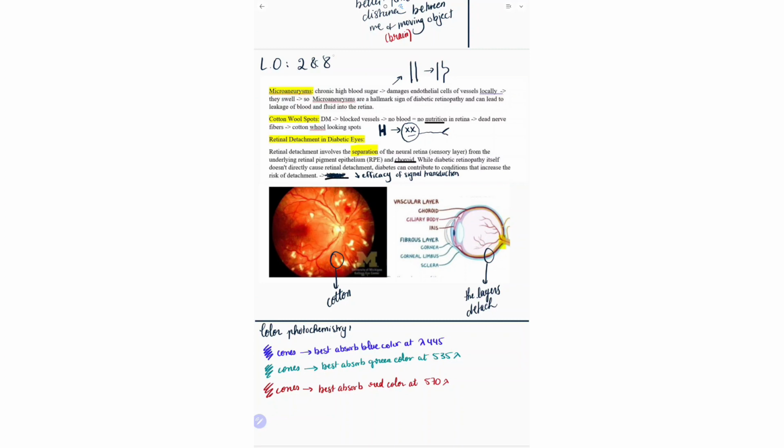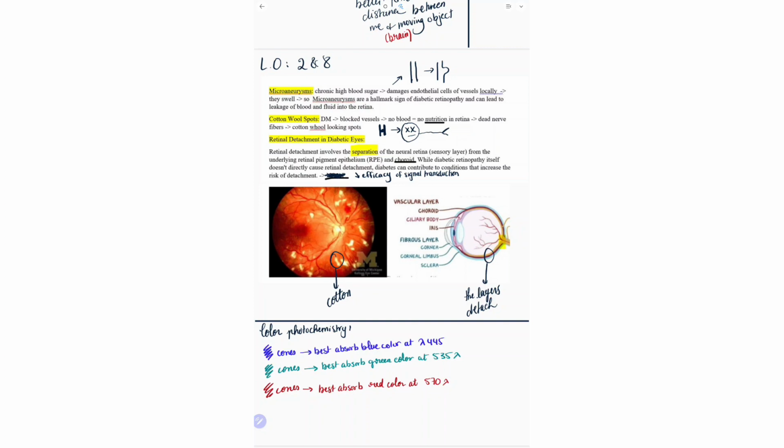Moving on. So now I think we're very near the end. Now I'm going to explain learning outcome 2 and 8. This is the clinical part of this lesson. So basically, what is a microaneurysm?